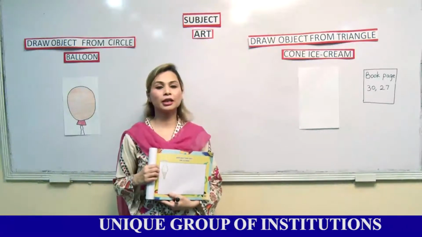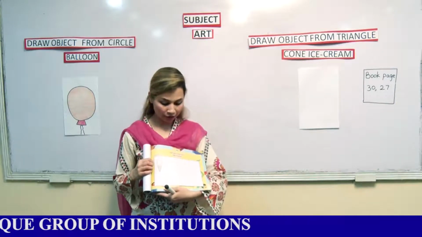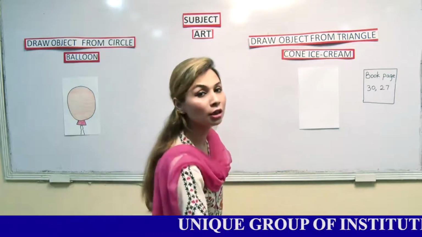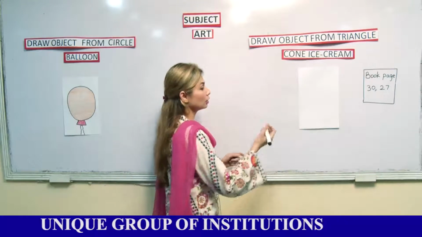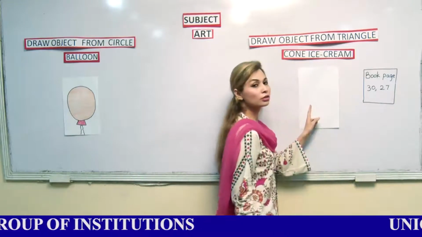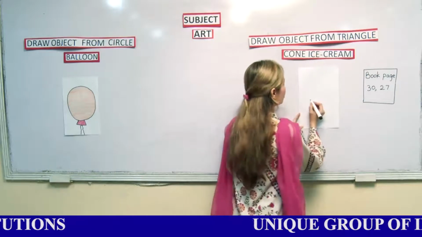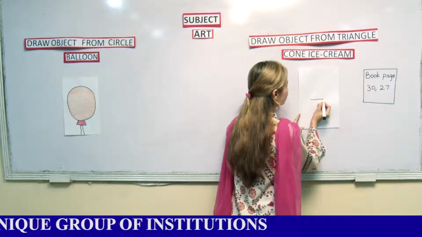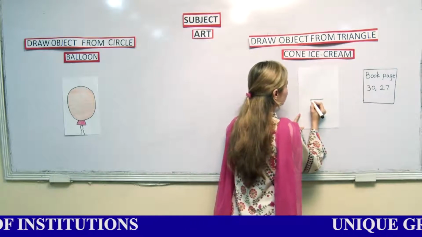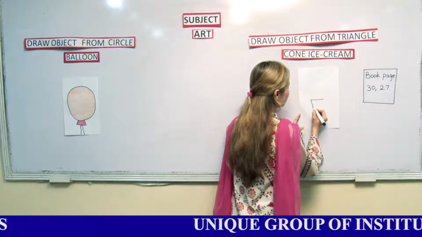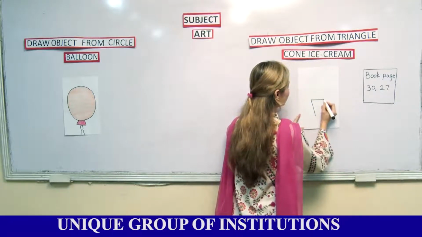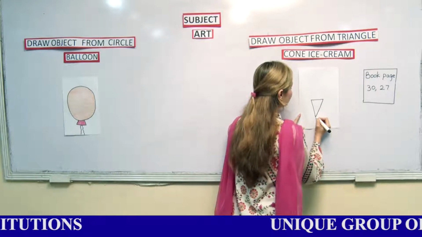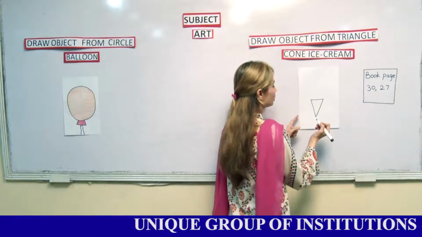Students, I have another activity which is on the book page number 30. Draw object from triangle cone ice cream. Now I am going to draw the triangle for you on the board. Cone has triangle shape. First of all, we have to draw the slant line. Number 1 slant line, draw like this, and number 2 slant line like this, and join it at the end. Now the triangle shape is completed.